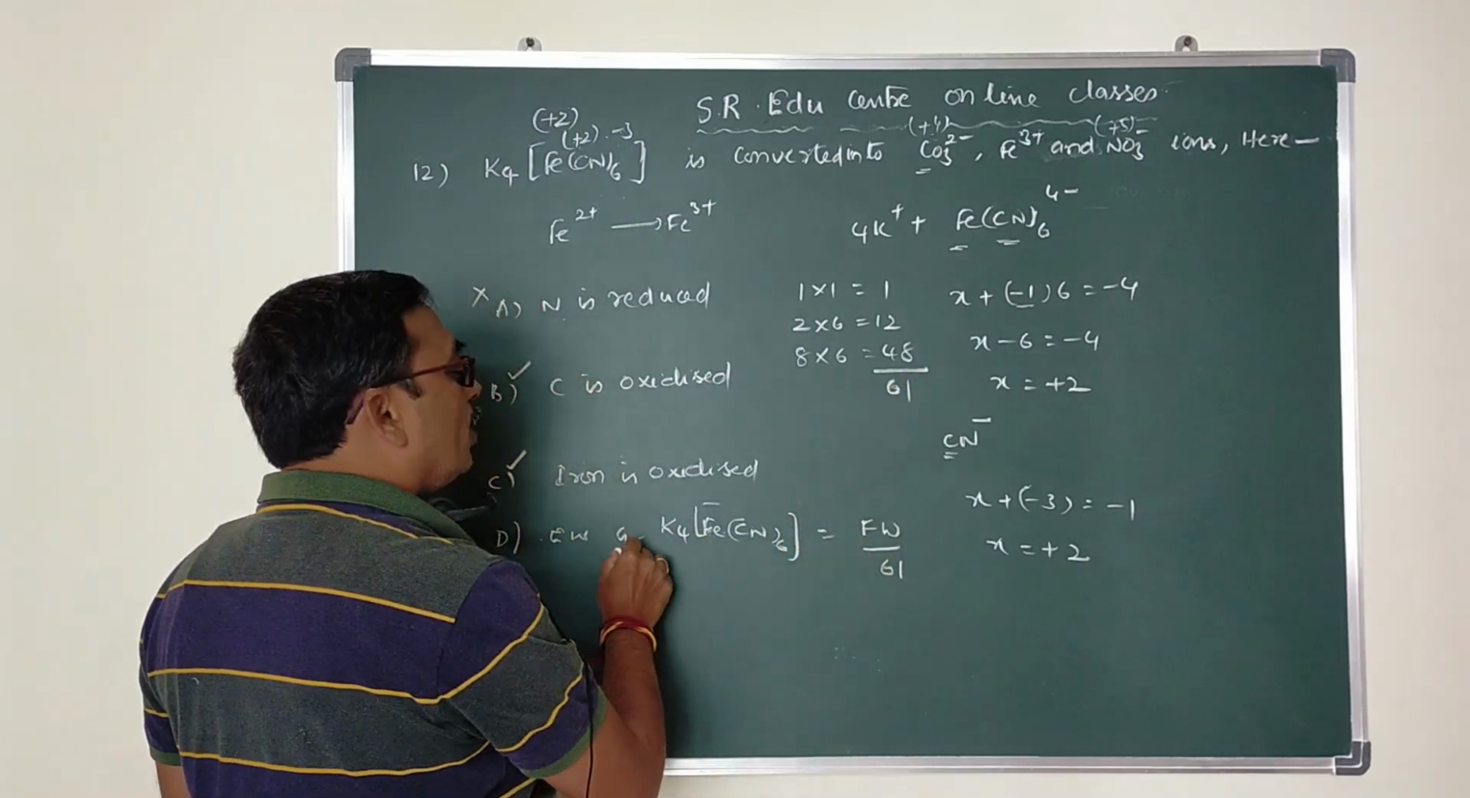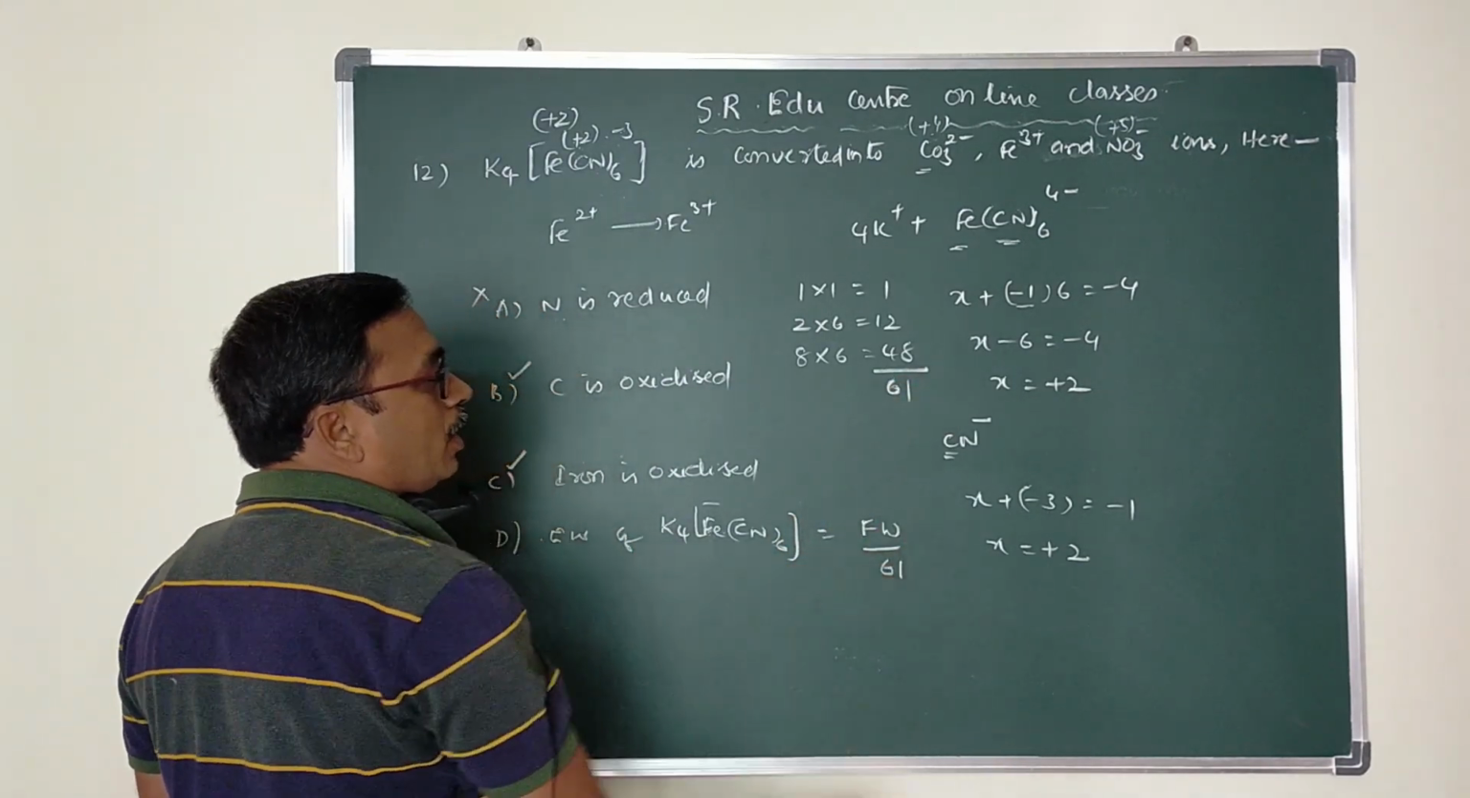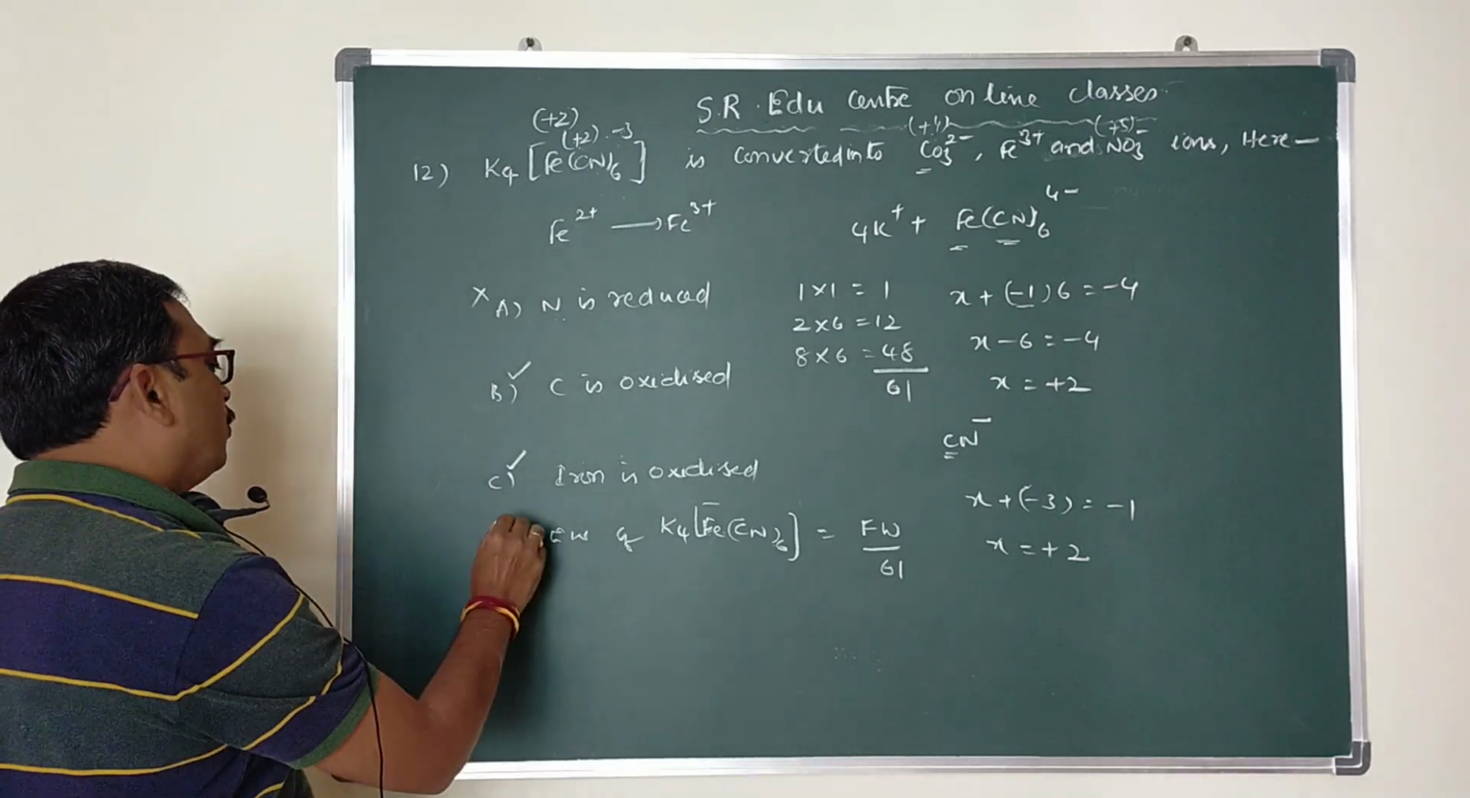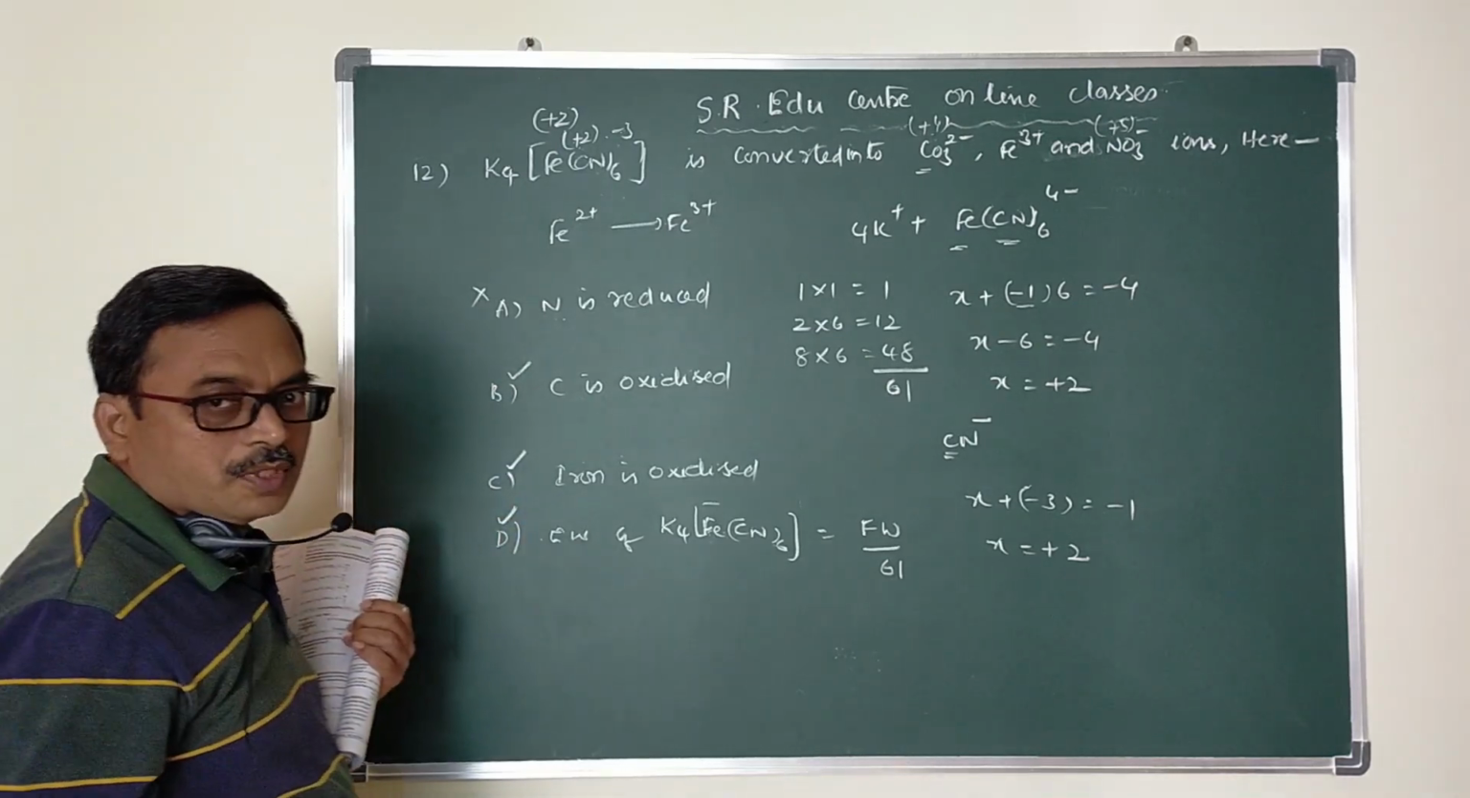Therefore, equivalent weight is equal to formula weight by N factor, that is 61. Therefore, D option also correct.